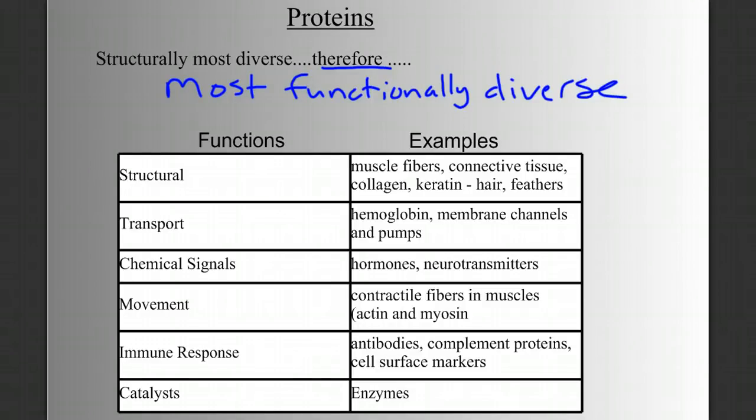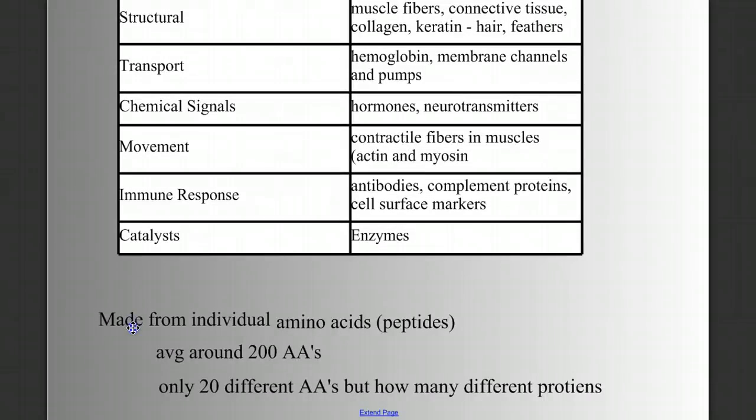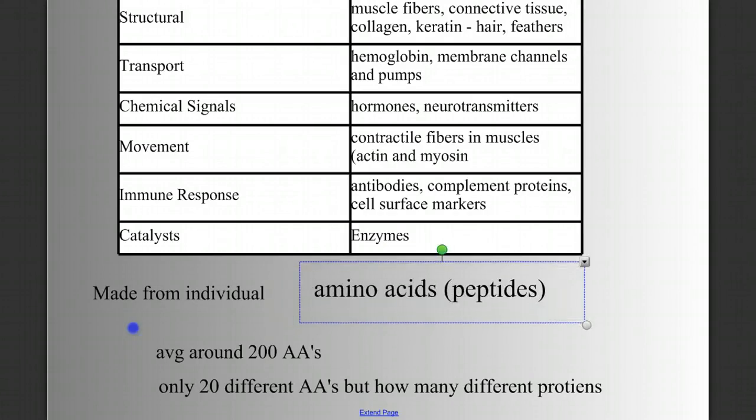So we see a lot of different examples of proteins, lots of different functions. We know that means they must come in a lot of different forms or structures, because form relates to function. So what are proteins made of? Proteins are made from individual amino acids or peptides. An amino acid or peptide, those are interchangeable terms.